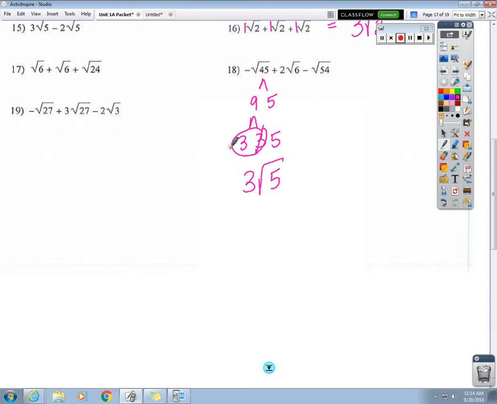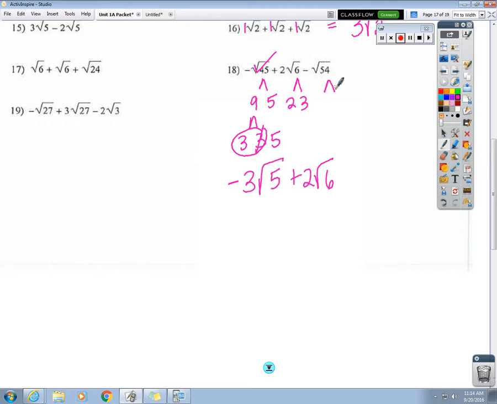You would then attach the negative down here, and you'd be done with that one. 2 squared is a 6. You can't do anything to it because 6 would break down into a 2 and a 3, and there's nothing you can do. So you just have to bring it down. And then you could factor tree 54.